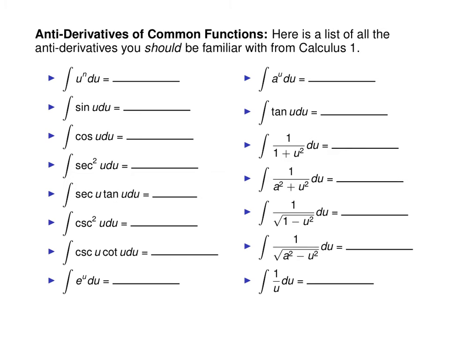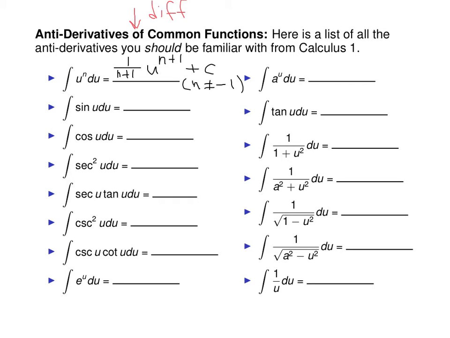So the antiderivative of u to the n is 1 over n plus 1, u to the n plus 1 plus c. And for that one, we must assume that n does not equal -1. Now, the way you check this is if you differentiate this column that we're putting the antiderivatives into, you should get back what was inside the integrand. So the derivative of u to the n plus 1 times 1 over n plus 1 does give us back u to the n. So the next one, sine.